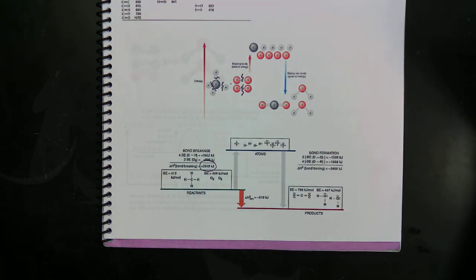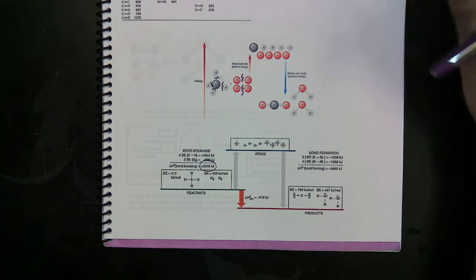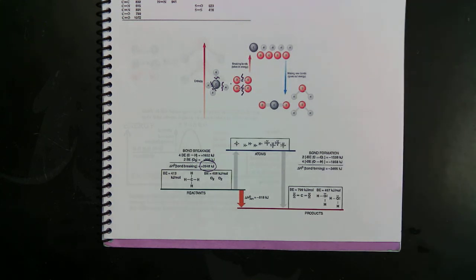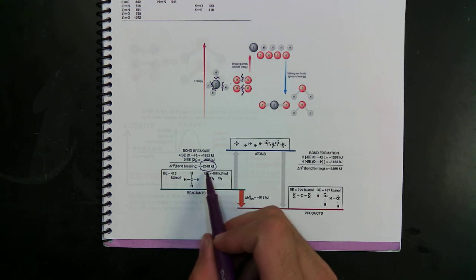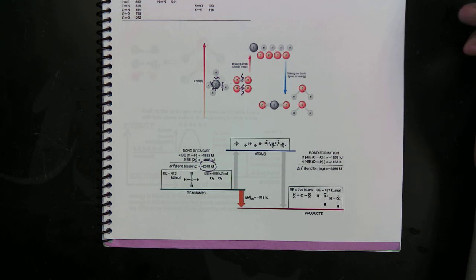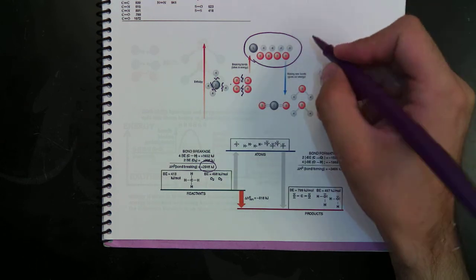The values, if you're using a different table while you're following along, are going to vary slightly because the values are different depending on what source you get the table from. But this would be 2,648 kilojoules of energy absorbed to break all of the bonds in the reactants for that balanced equation. Now, when those atoms are separate like that, that's what happens after the bonds break. They're going to rearrange and form new bonds.